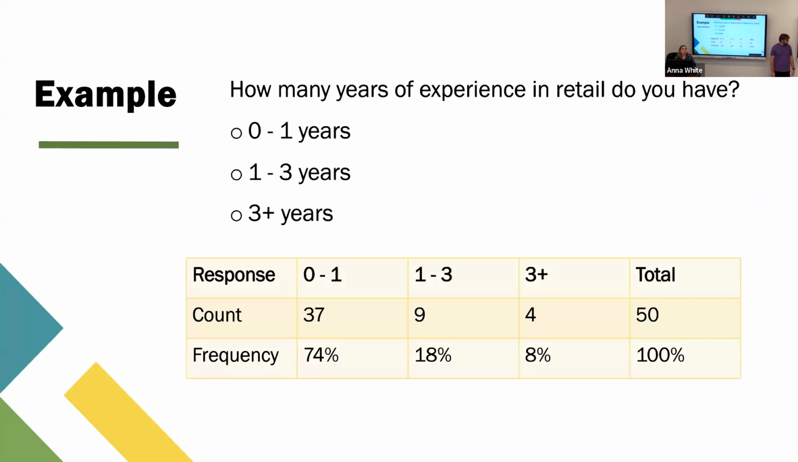Again, that same example, let's say that you surveyed 50 people. A really good way to describe that data, and you'll see us do it a lot throughout this presentation, is to use tables. In this table, we have counts and frequencies. We have our responses for our survey question. Looking at this, you can easily tell that you sampled in total 50 people and asked them this question, and 74% said they had 0 to 1 years of retail experience.